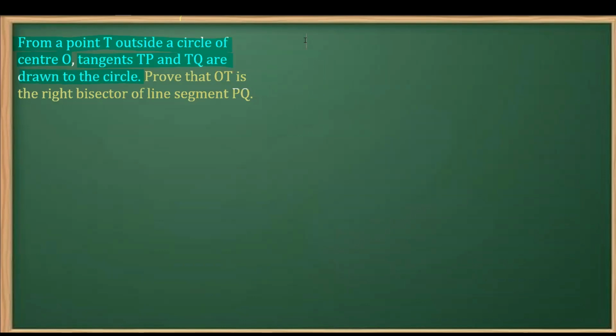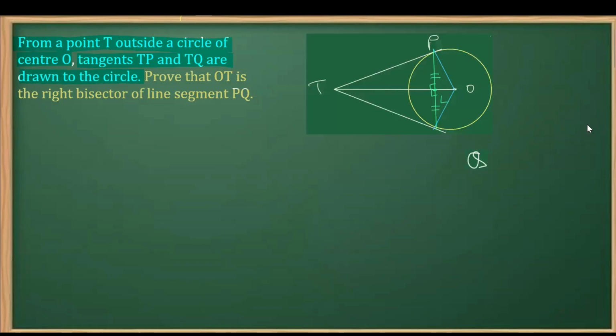Let's say I draw. First, I've drawn a circle and we have taken an exterior point T, and from here we have drawn two tangents TP and TQ and joined the center with the exterior point of the tangent. Now, what we need to prove here is that this OT is the perpendicular bisector of PQ.